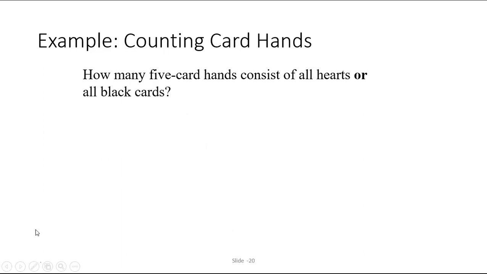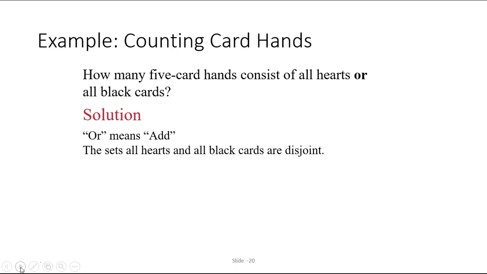Here's an OR problem where we're going to talk about hands of cards. And we've discussed previously that hands of cards involve combinations. So keep that in mind. So we see the OR. It says how many 5-card hands consist of either all hearts or all black cards. And we know that OR means add. We think about, is there any overlap? Well, the sets of all hearts and all black cards are disjoint. They have nothing in common. In other words, none of the cards that are hearts are black cards.